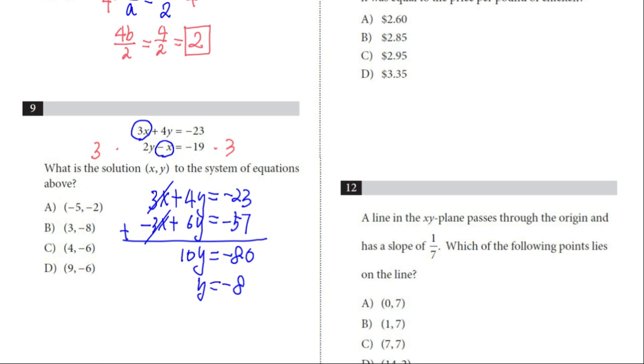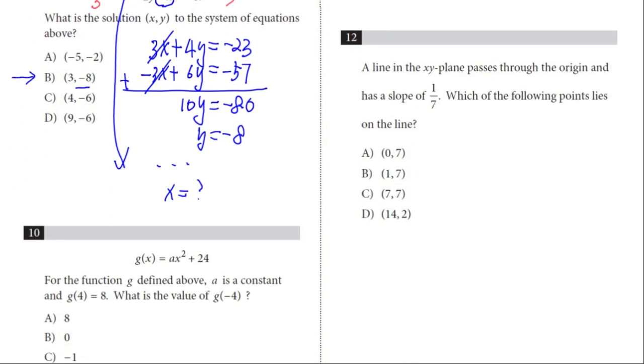We are lucky because only this one has 8 here. If we have another list that has the y value as negative 8, then we must use one of these equations to solve x. Okay, but in this case, you can stop here.